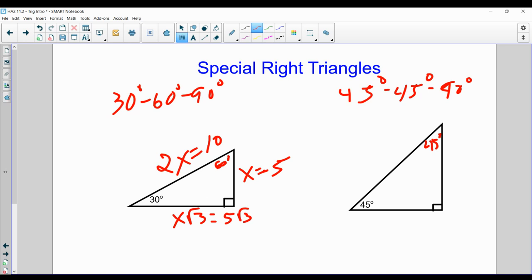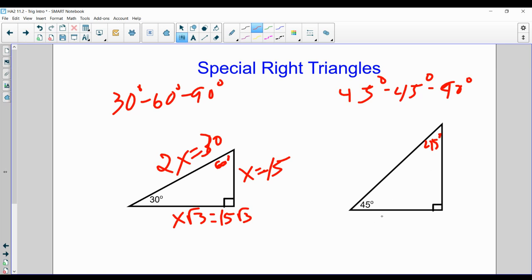This ratio will hold up no matter what the numbers are. If I change this from a 5 to a 15, this side would be 30, and this side would be 15 root 3. But if I do this side over this side, 5 over 10 is the same thing as 15 over 30. Both of those ratios are still 1/2. So the ratio of the sides is always going to end up being the same. That's why we write it as x, x root 3, and 2x.